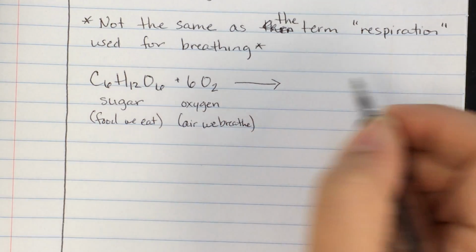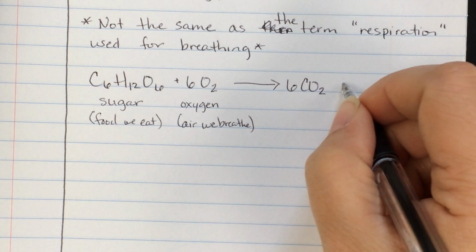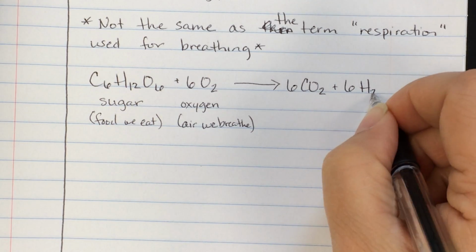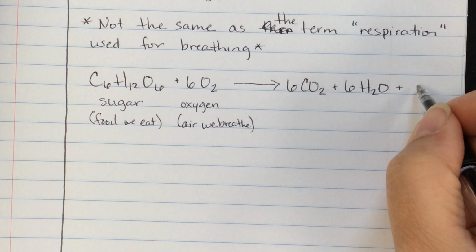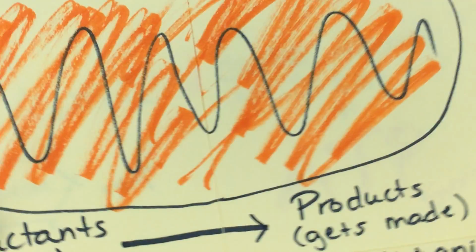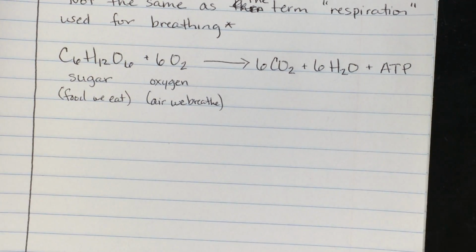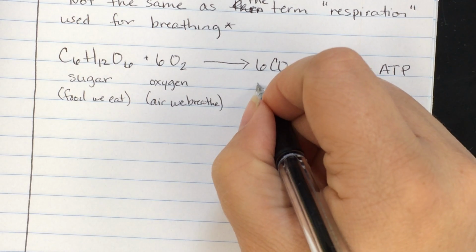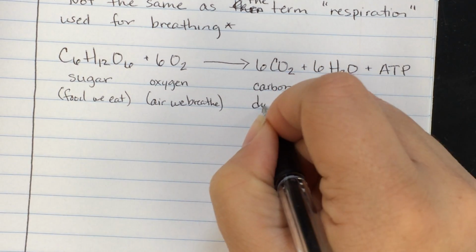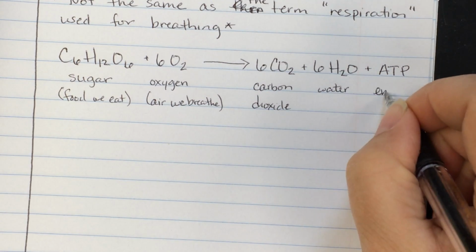That is going to get broken down into 6 CO2 plus 6 H2O, and then we're also going to get some molecules produced of ATP. ATP, if you remember from your mitochondria that we did earlier, is energy. So the whole point of cellular respiration is to harvest that energy that is inside our food molecules. So CO2 is carbon dioxide, and of course H2O, you should know, is water. And ATP is our energy.